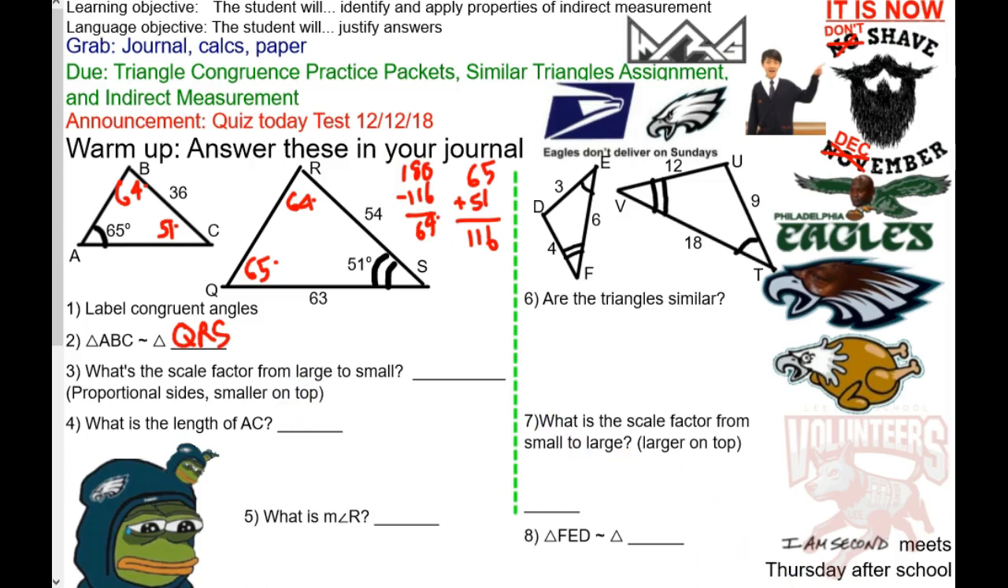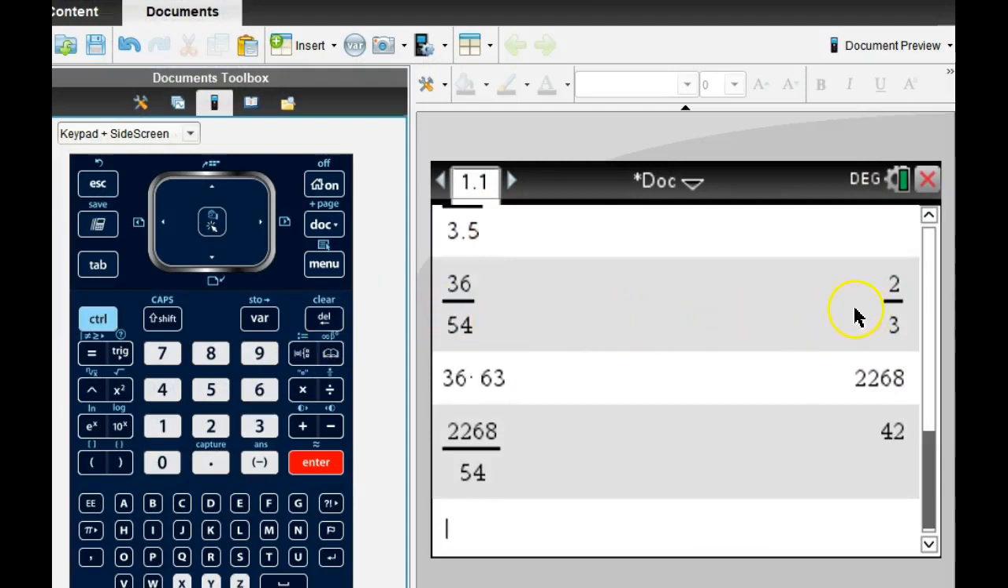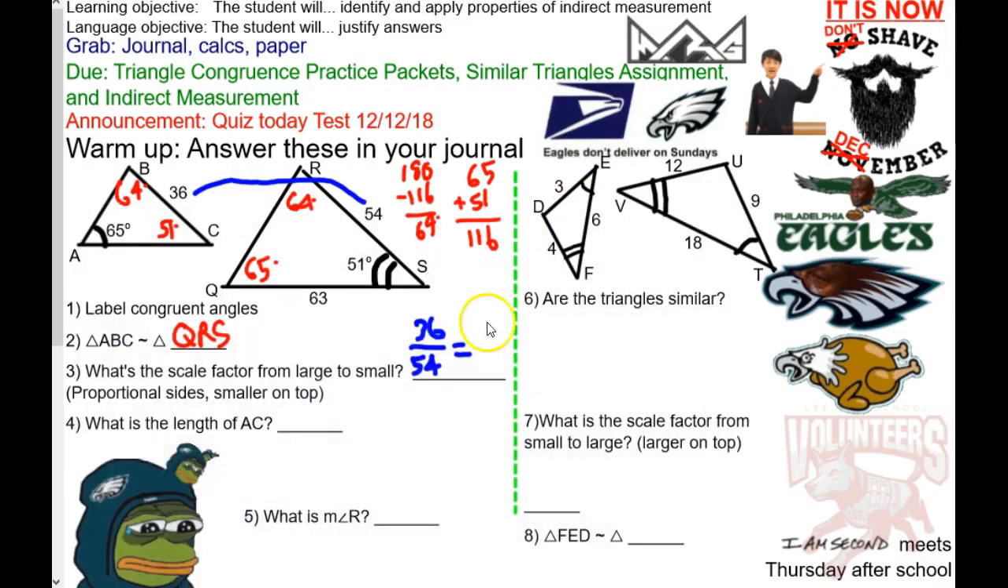So let's connect some corresponding sides here. 36 is a side length. What does that correspond with? 64. So using those corresponding sides, let's make a fraction, or a ratio, or a proportion, from larger to smaller, with the smaller on top. Which one is smaller? So 36 over 54. And we can type that in the calculator and see that it is equivalent to 2/3.